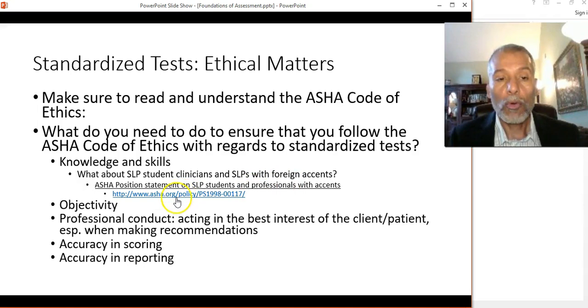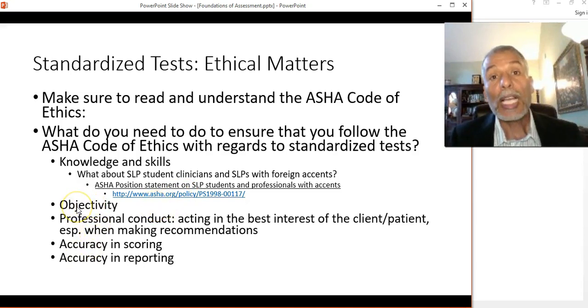I need you to go here and click and read ASHA's policy on foreign accents of people who are non-native speakers of English. This will be part of the quiz, so make sure to read it. It's not long. It's only half a page.